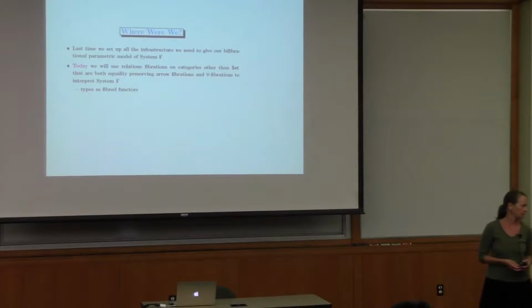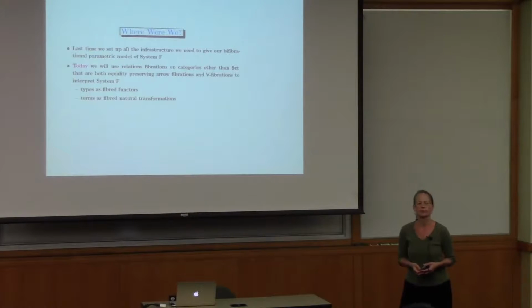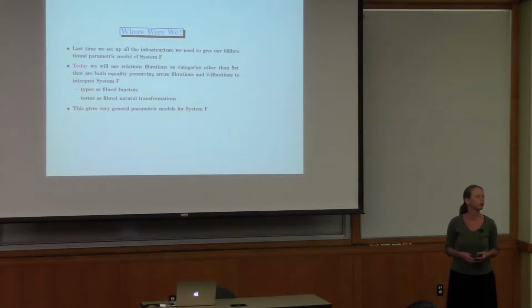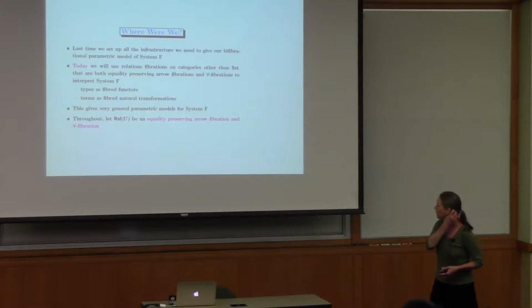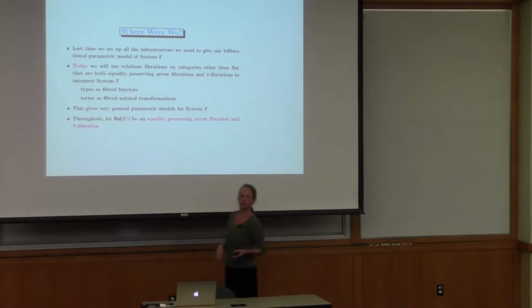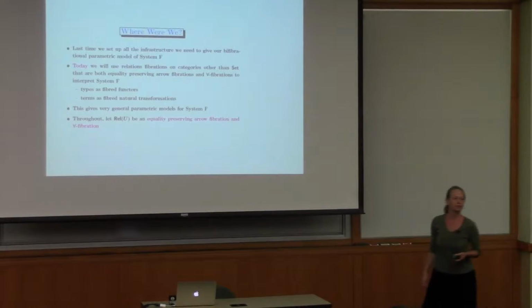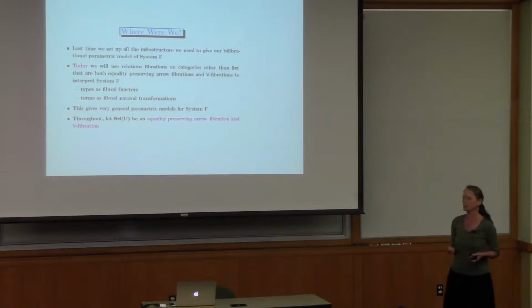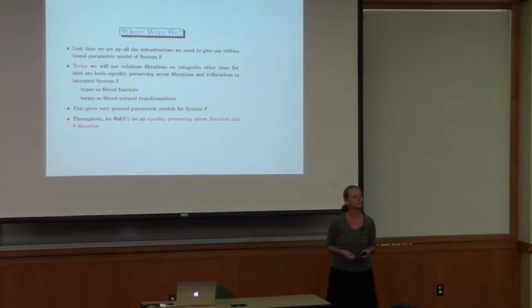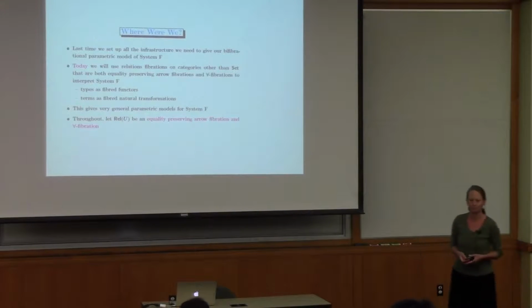And you already know the punchline. The punchline is that we're going to interpret types as fibered functors, terms as fibered natural transformations. And this is how we're going to get our very general framework. So throughout the lecture today, I'm going to let Rel U be not just any relations fibration constructed from U, but one of these equality-preserving arrow fibrations and a for-all fibration. In other words, I want it to have enough structure that it can interpret arrow types, and enough structure that it can interpret for all types. Because we're going to interpret these things, so let's make sure we can do it.